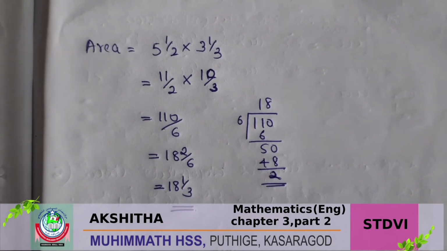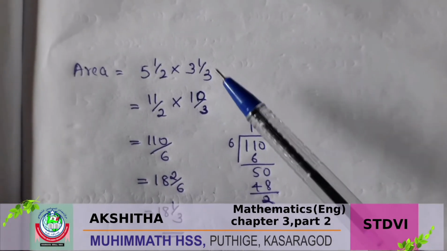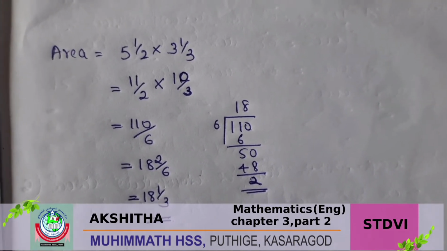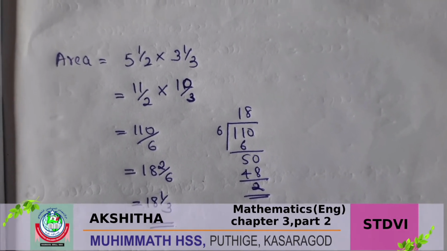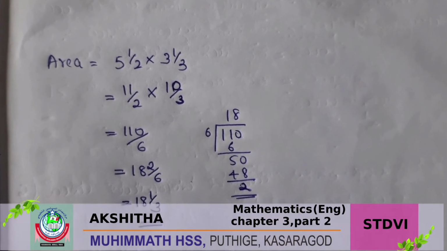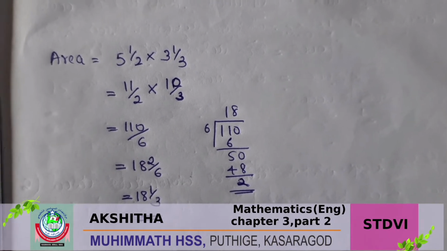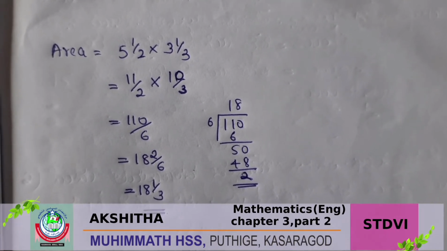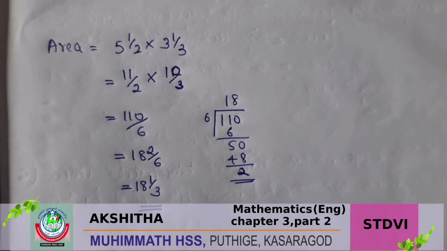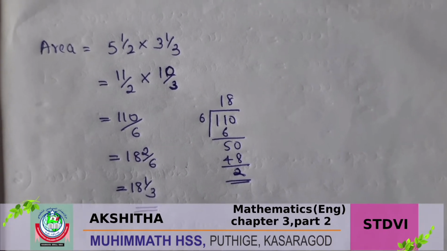Look at the answer here. 5 1 by 2 into 3 1 by 3. We can find out like this. 5 into 2 is 10, 10 plus 1 is 11. So we can write 11 by 2. Next 3 3s are 9, 9 plus 1 is 10, 10 by 3. 11 into 10, 110. 2 into 3, 6. So when we divide, we will get answer 18 2 by 6.